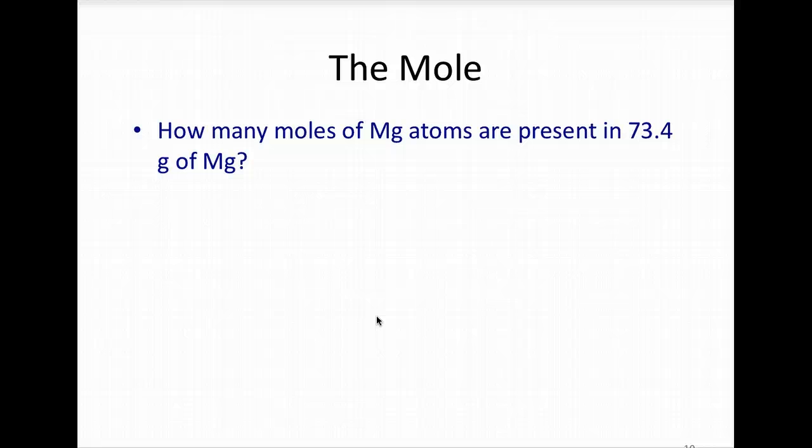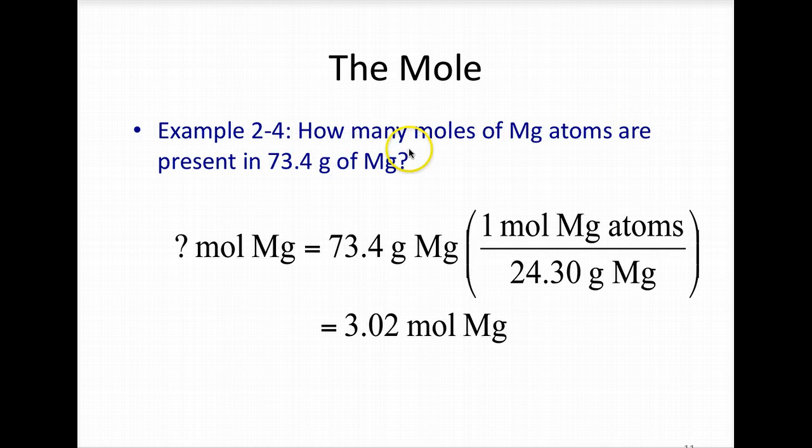Okay, how many moles of magnesium are present in 73.4 grams of magnesium? The known initial starting place is with 73.4 grams. There are 73.4 grams of magnesium. 1 mole of magnesium atoms, as listed on the periodic chart, weighs 24.30 grams. And then if I cancel those grams, I'm left with moles, and that will be 3.02 moles of magnesium.